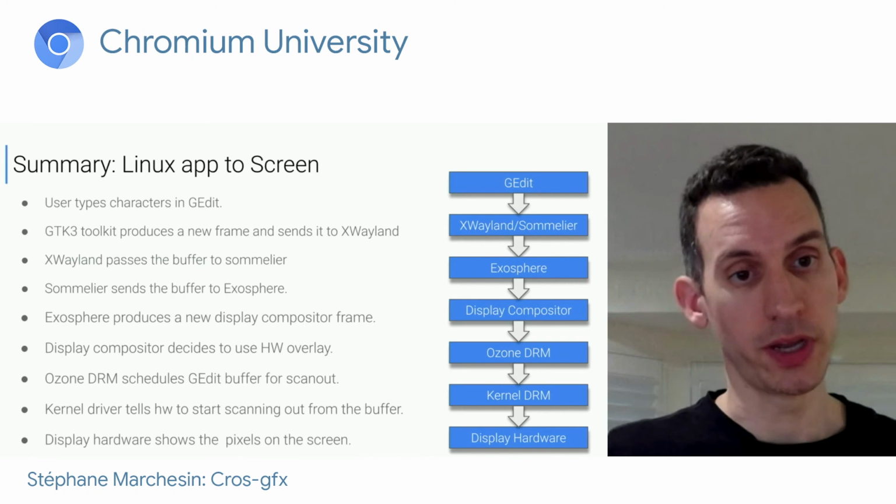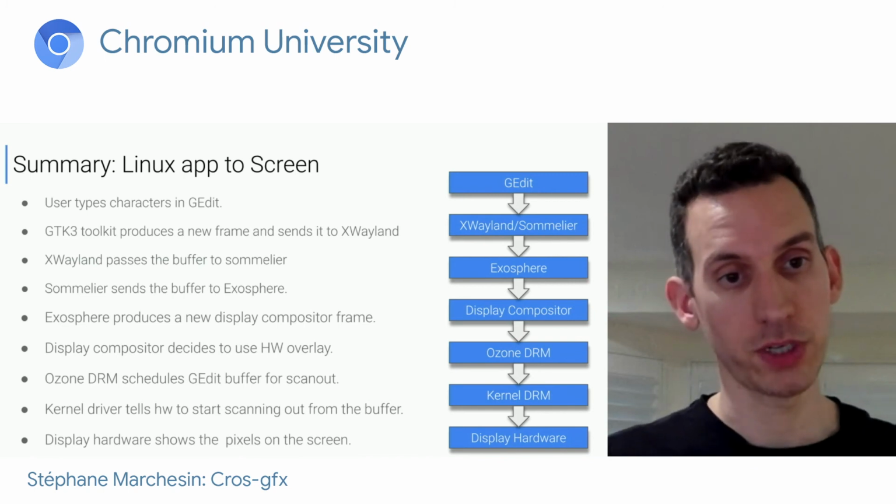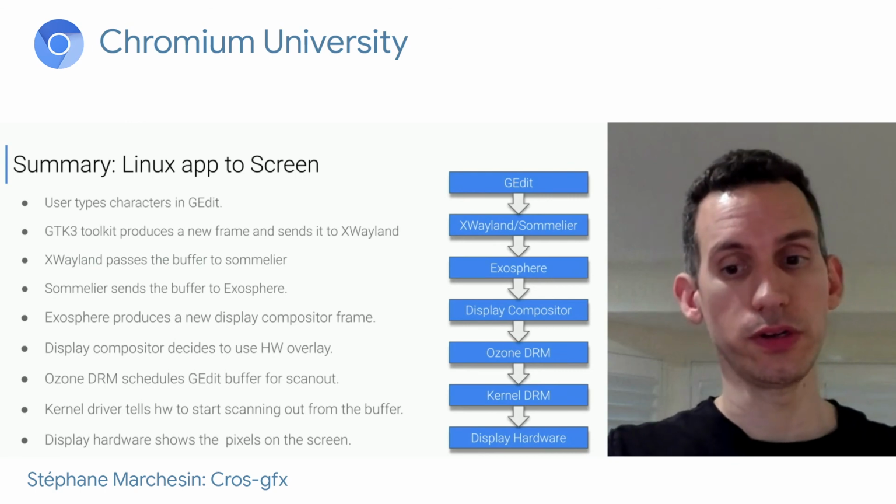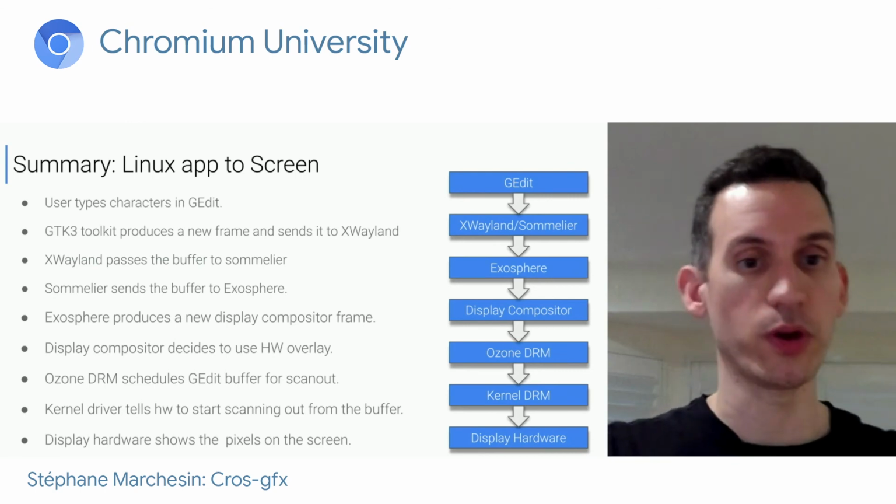And at the next VBlank, the display hardware starts becoming visible on the screen. So that's essentially the story for Linux applications there and how they render and display.